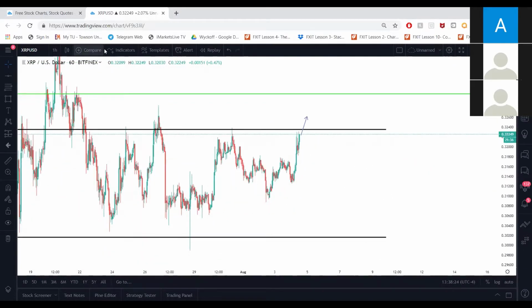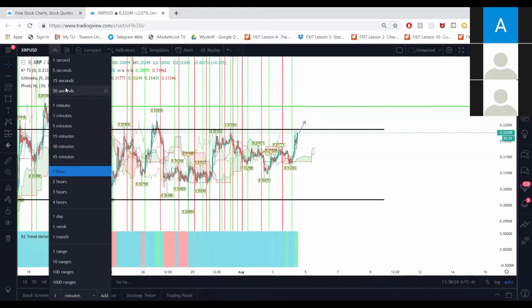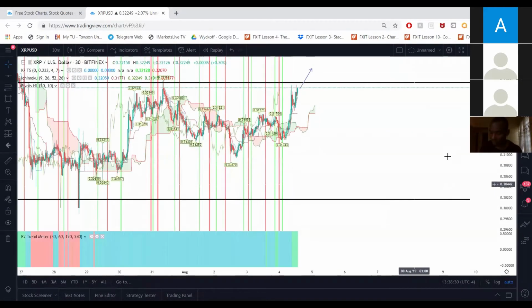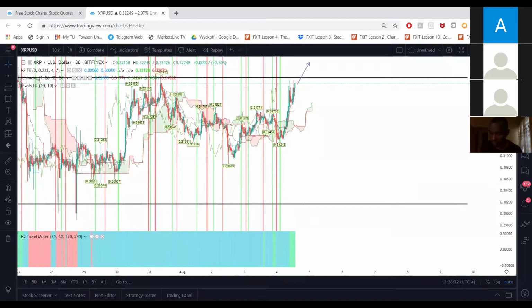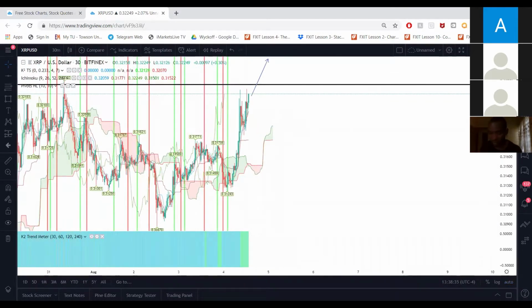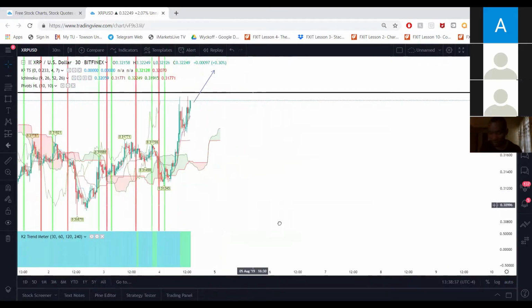Actually, let me see, based on K2, what is this doing? Do you use it on the Man? K2? Yeah, I do use it for the gold and actually for this too.